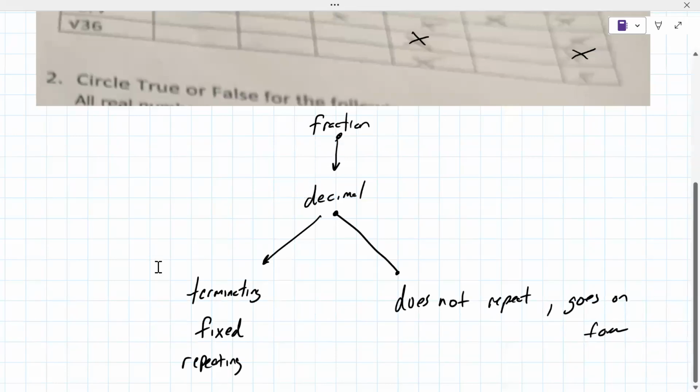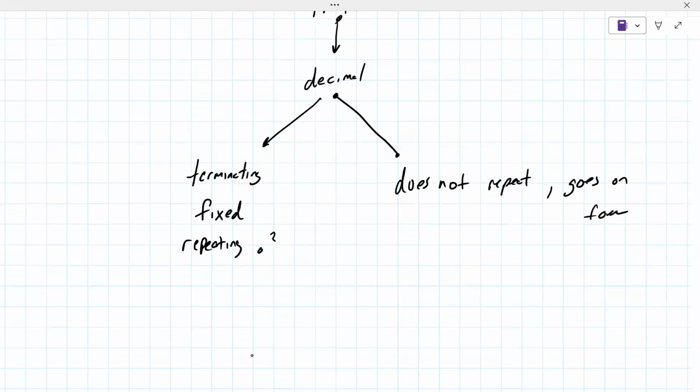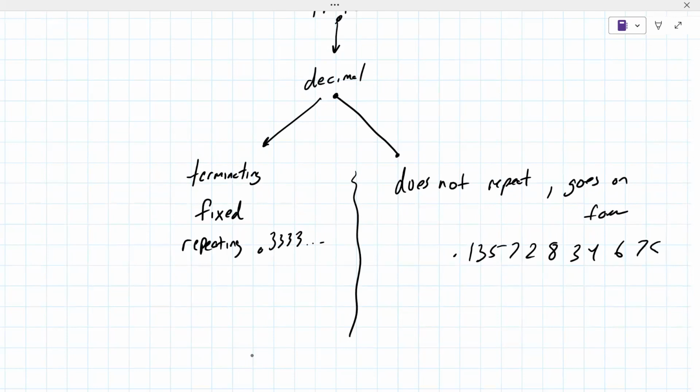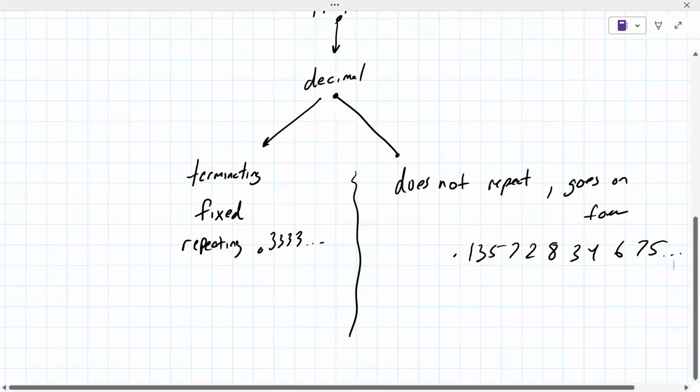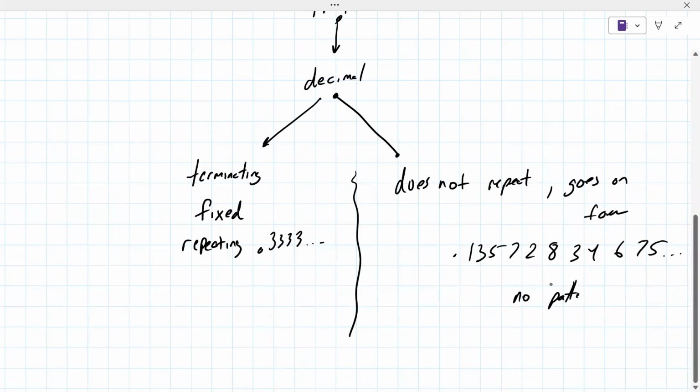But we gotta be careful here because the repeating goes on forever. The does not repeat also goes on forever. The idea here is if it's repeating like 0.33333 is okay, but the one on the right here would be like 0.13572834675, and so on like that. There's no pattern. Have you guys seen that in class?